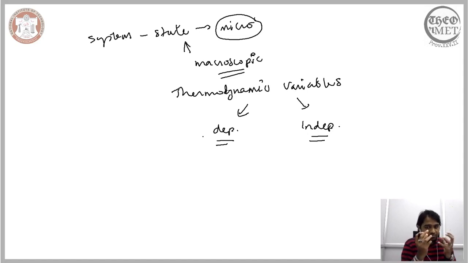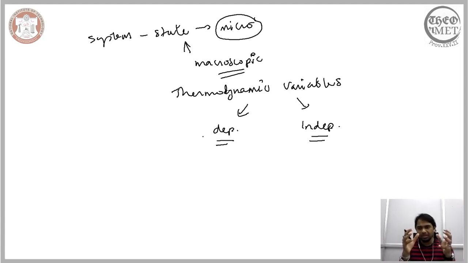Measuring each of these variables will not be a simple task in an experimental setup. So this distinction helps us focus on the specific independent variables, so that once we know them, we will be able to calculate the dependent variables. That is the reason why we distinguish the thermodynamic variables into dependent and independent variables.